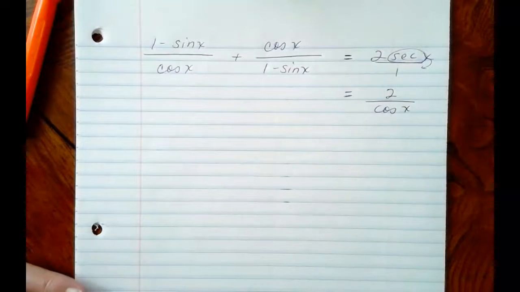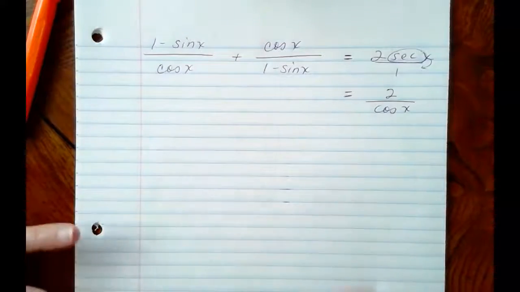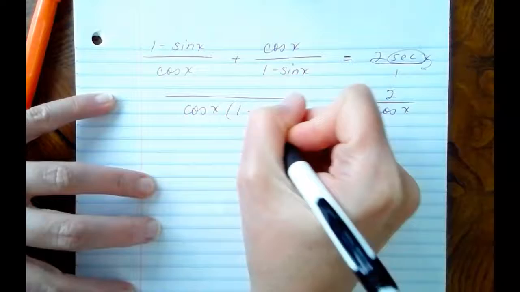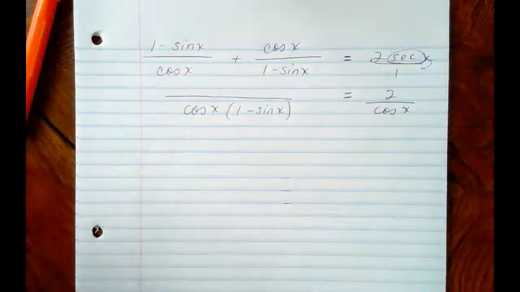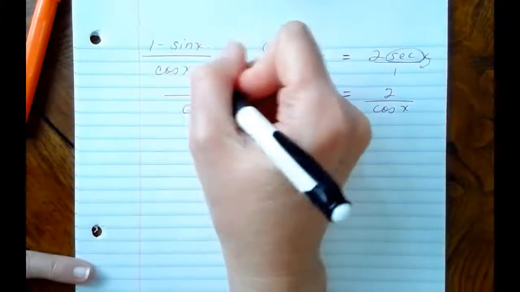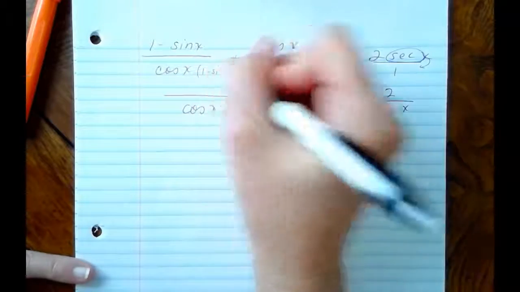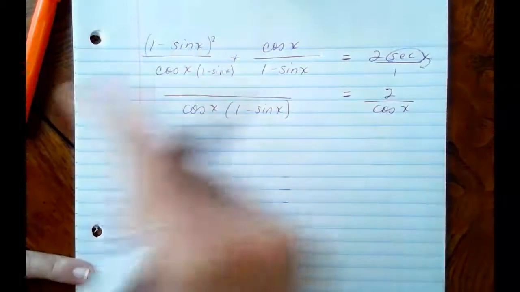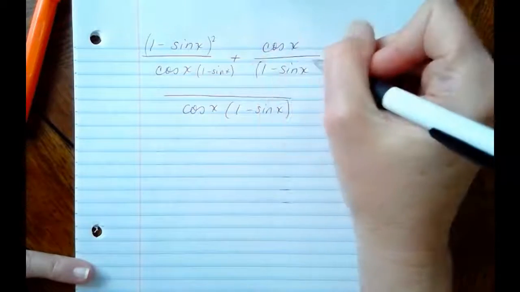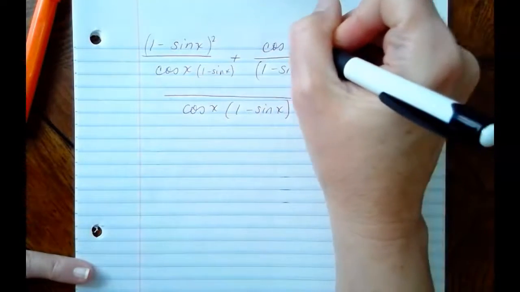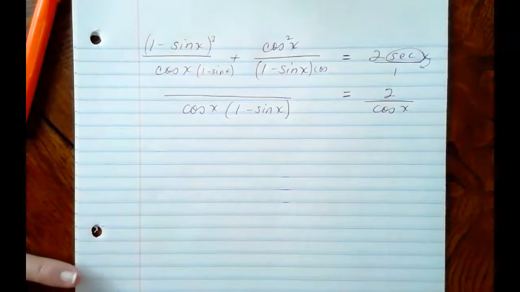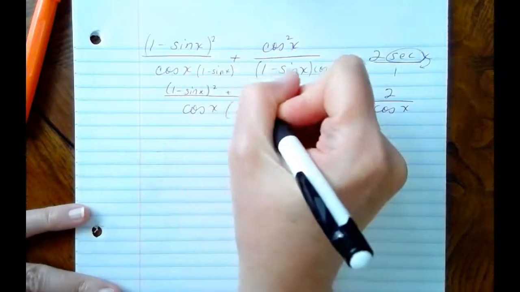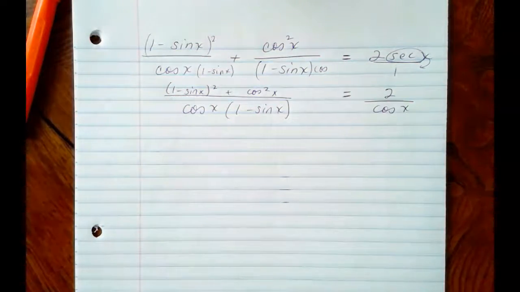Let's get a common denominator on the left-hand side. So our common denominator is going to be cosine x times 1 minus sine x. So let's play the what's missing game. We are missing a 1 minus sine x from here, which basically means we're going to square that top. We are missing a cosine x from here, which makes that cosine squared x. So now we've got 1 minus sine x squared plus cosine squared x.